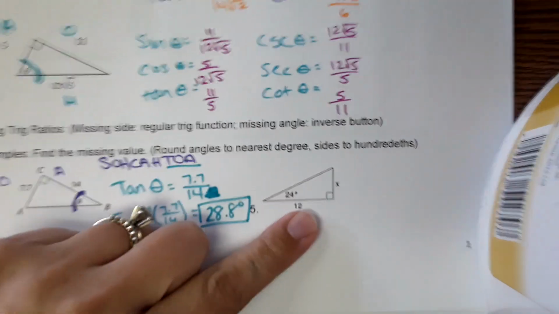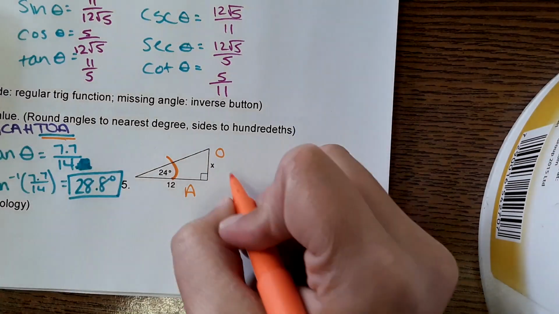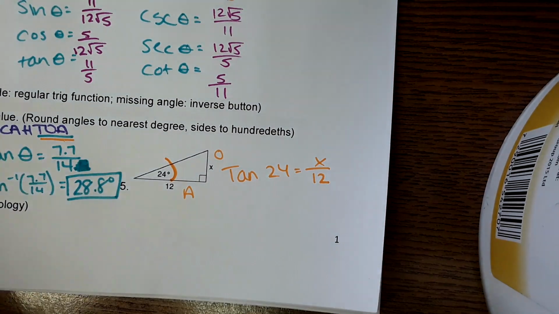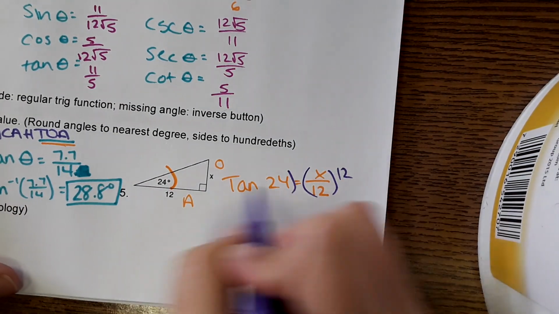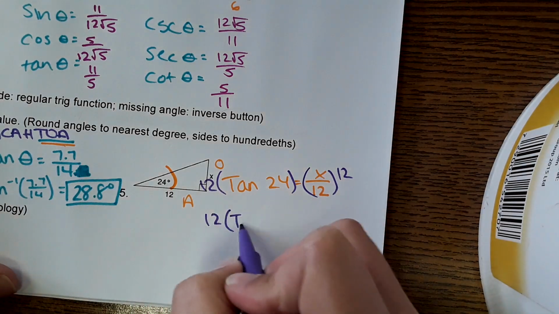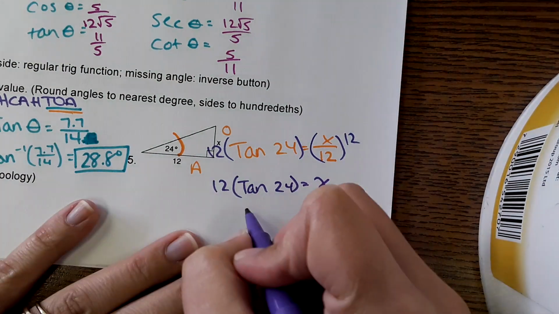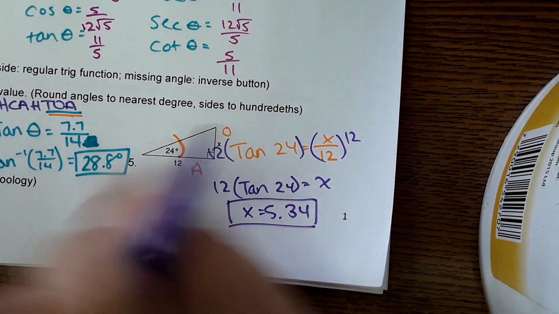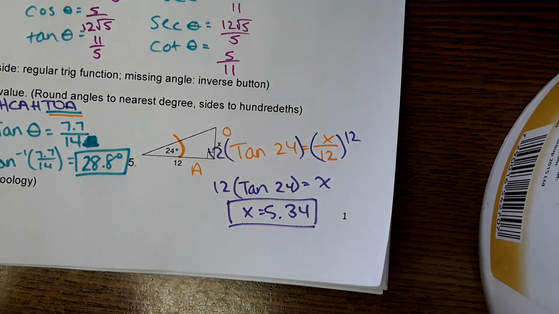Okay, and then over here, your angle, opposite and adjacent, just so happens the same thing, so it's going to be tan again. Tan of 24 is x over 12. And then to solve it, multiply both sides by 12. 12 tan 24 equals x. And that's it.